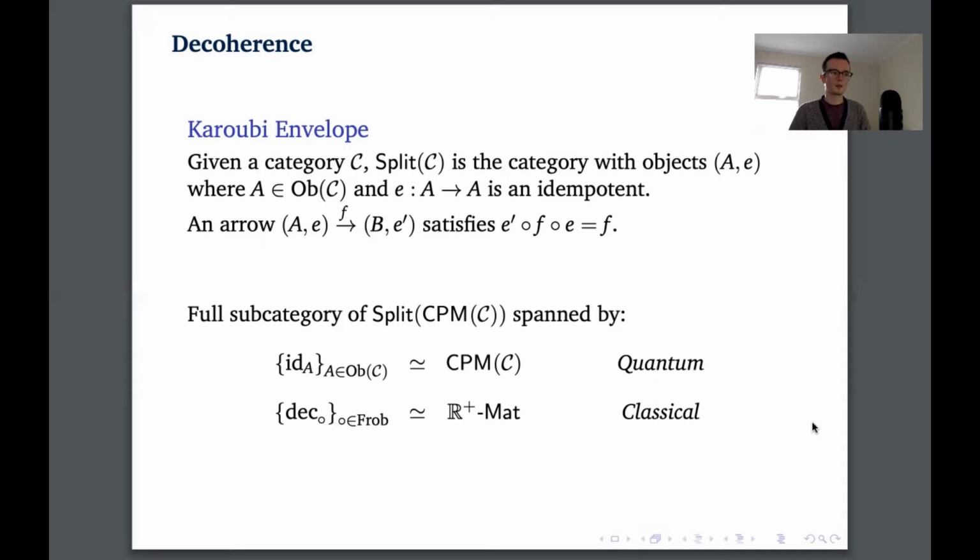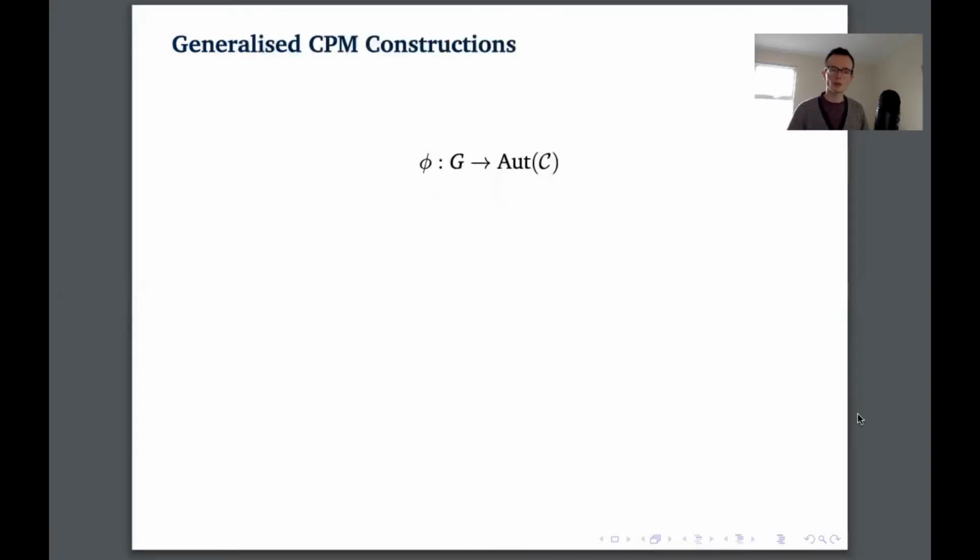Now, the theories that we studied in this work arise by a generalization of this CPM construction. We start with an action by strict monoidal autofunctors of a finite group G on our symmetric monoidal category C. So by this, I just mean a homomorphism from some finite group G into the monoidal automorphisms of C. We can then generalize the two steps of the CPM construction.